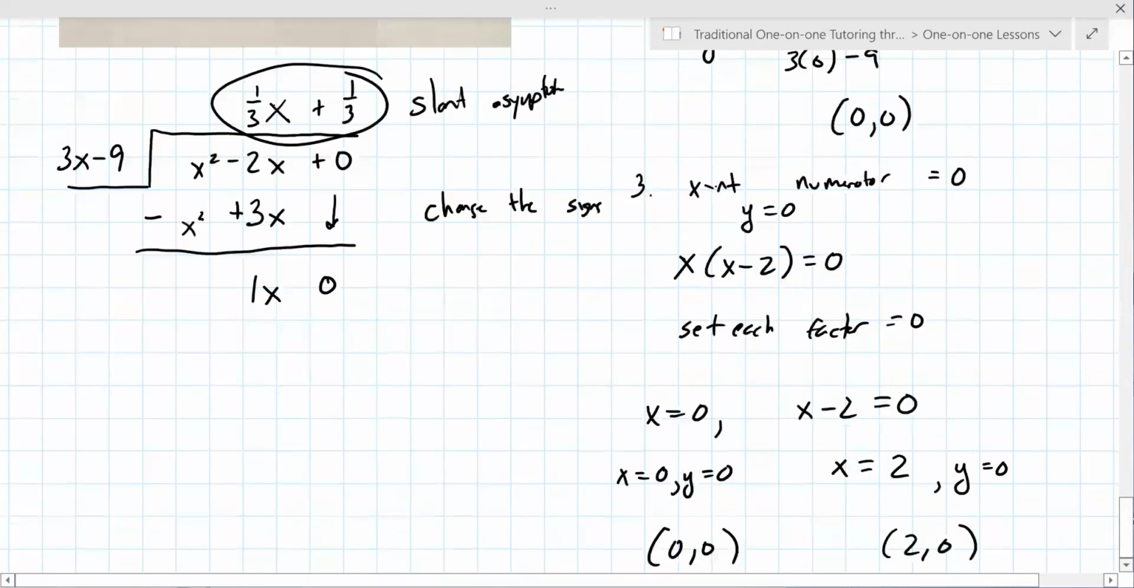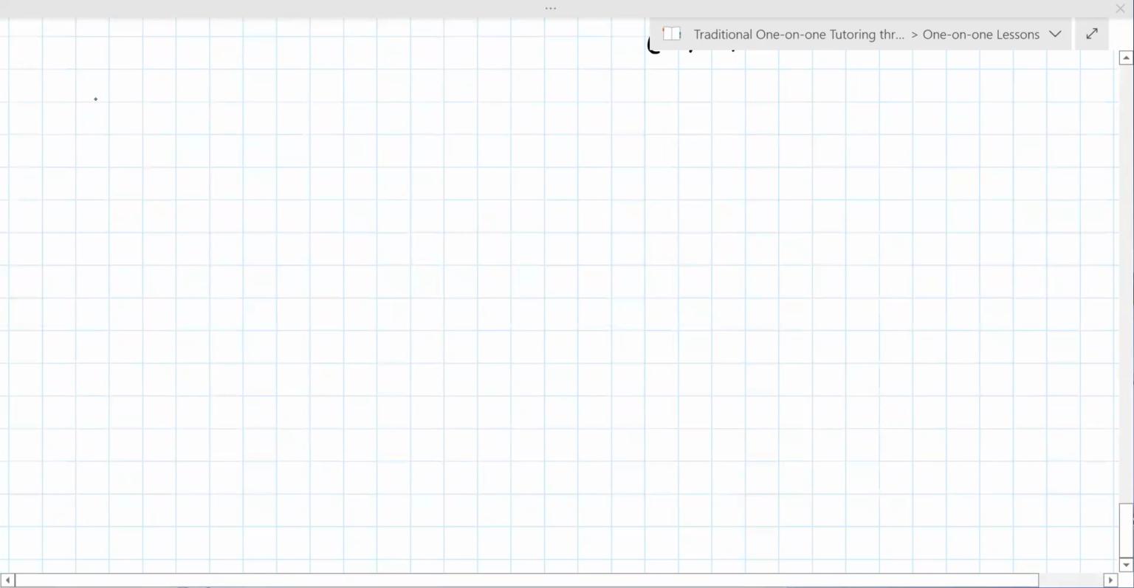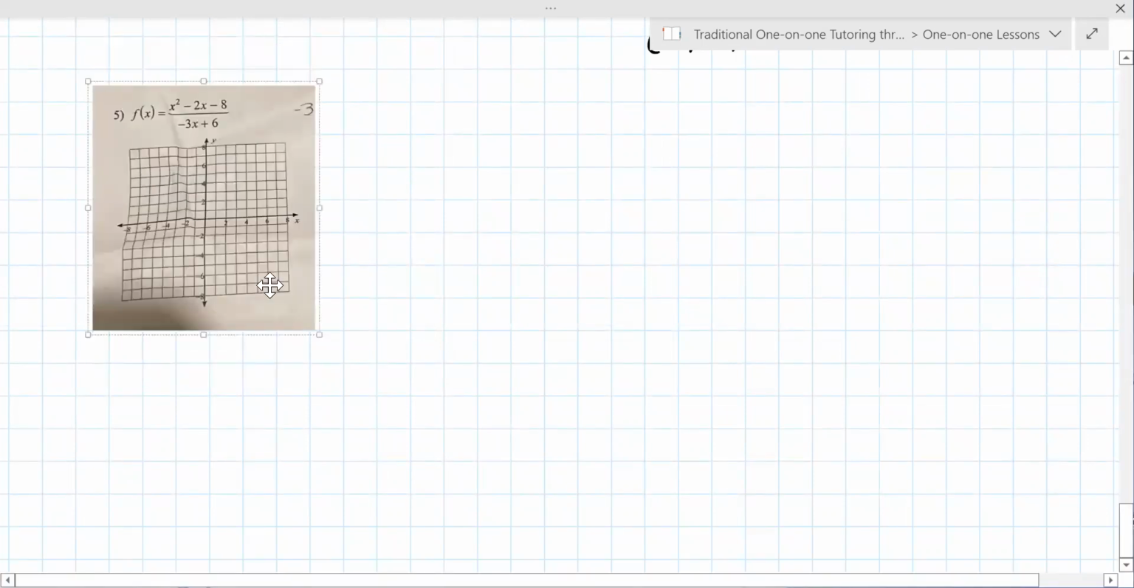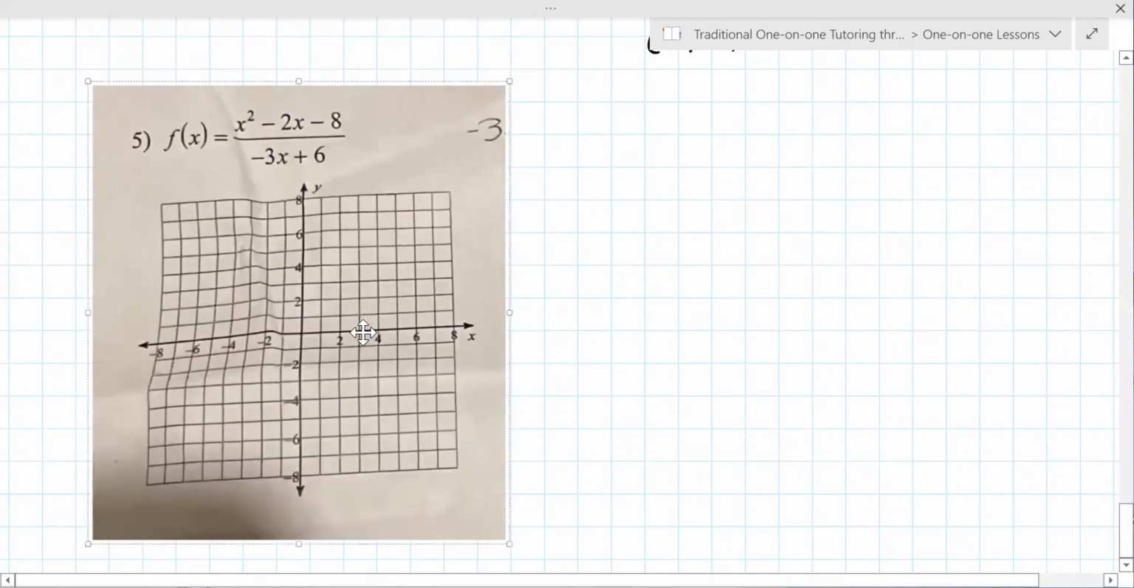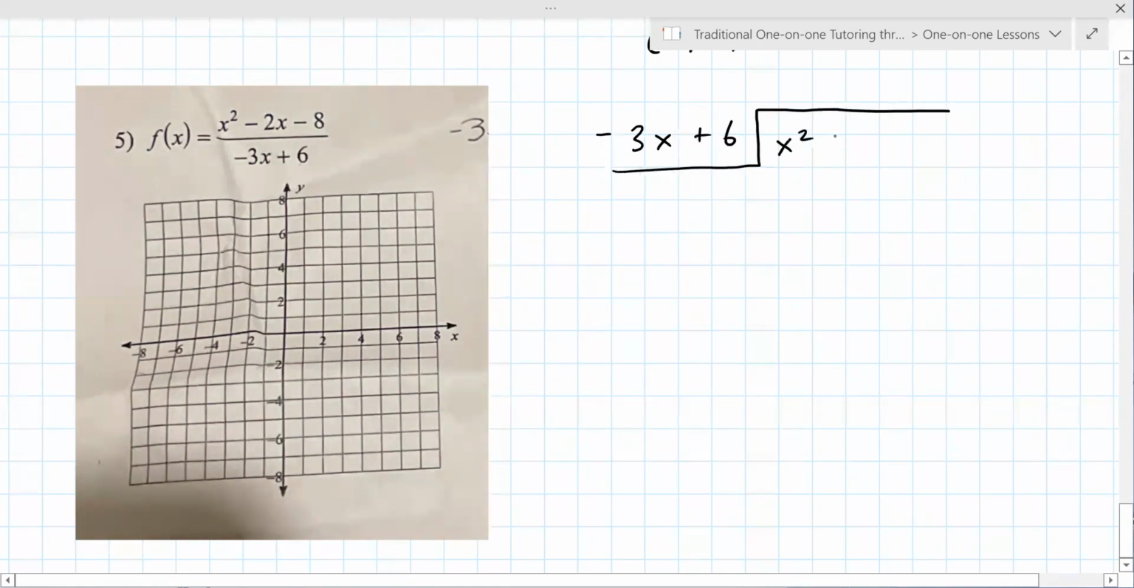All right, so let's actually do the slant asymptote first for this one. Okay, so we're gonna do the division here again. Minus 3x plus 6 into x squared minus 2x minus 8.